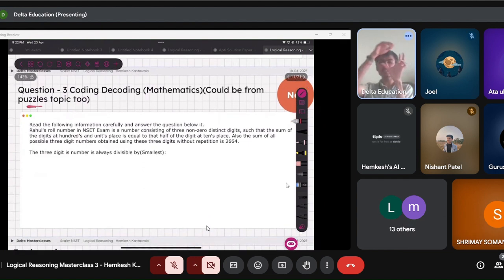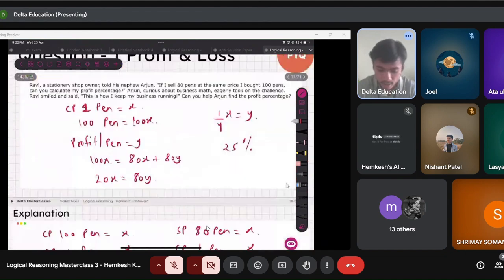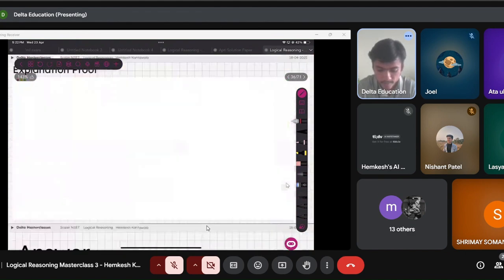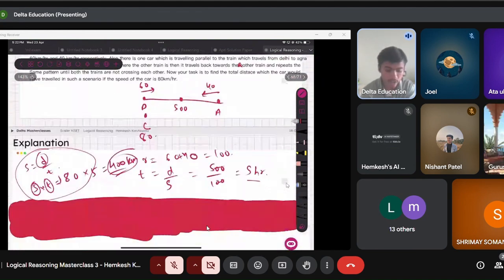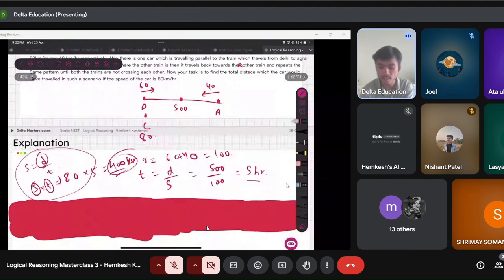Shwetang, the distance covered by the car is not 500. The distance between the two railway stations is 500. What we did, let me go back. Here I have not used 500, if you could see. We have used the concept of relative velocity to find where the trains can be met.